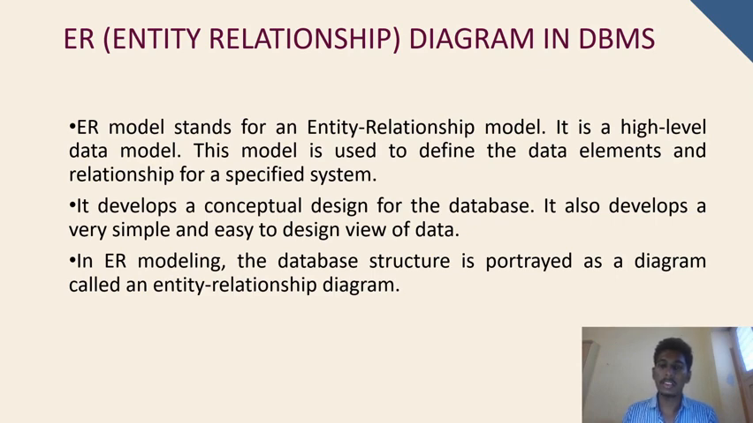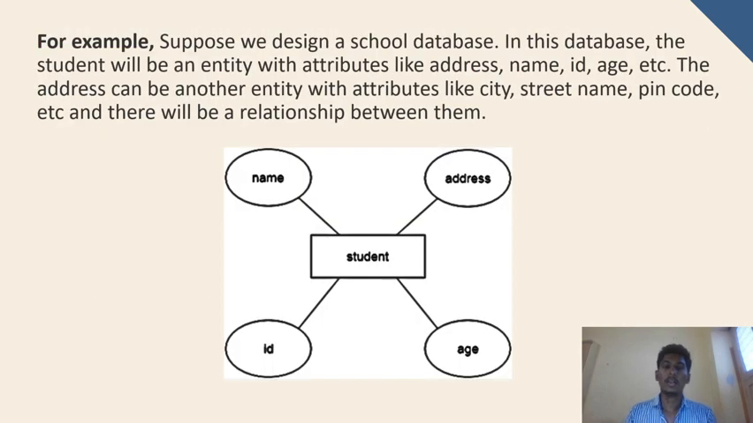There are many components in the ER diagrams. Let us see what they are. So let us take an example. You can design a school database like this. Here, a student is an entity, and it consists of attributes like name, address, ID, and age, etc. These are the attributes of the student. So this is how we represent the entity relationship.